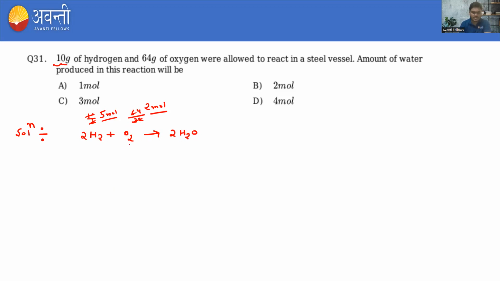So what is the amount of water produced? First of all, you need to calculate the limiting reactant. So how will you calculate the limiting reactant, beta? How will you calculate the limiting reactant? We know that 2 mole of H2, that is 2.